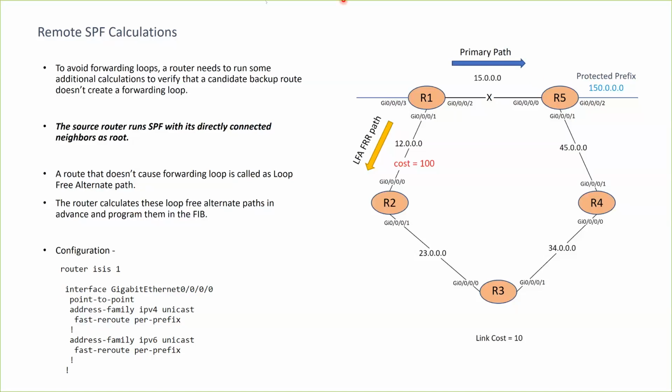Krishna, when you're saying it runs the remote SPF, is it not running the local SPF also? It has to run local SPF. It has to do both, for the primary path and for the backup path. So it has to run an SPF with itself as root for the normal routing, right? That we can't avoid. But for the LFA as well, you have to run SPF with your directly connected neighbors as root and figure out if they'll send the traffic back to you or not.